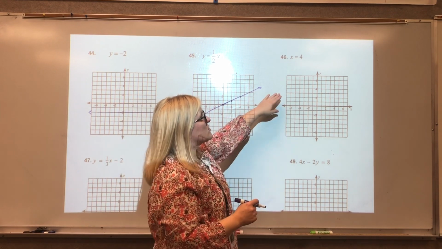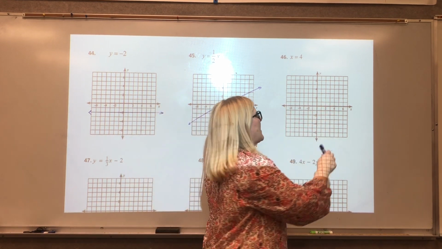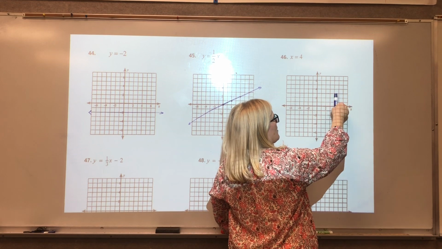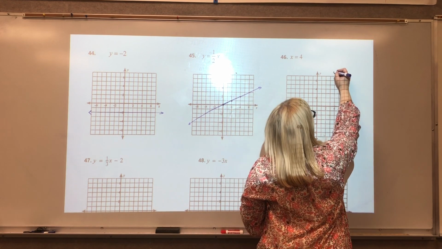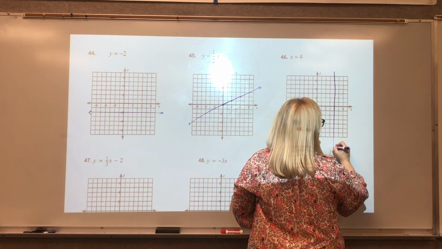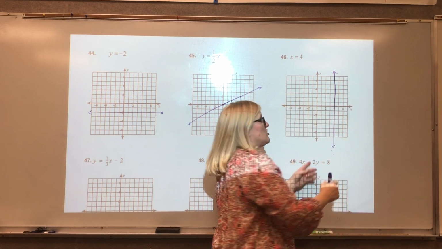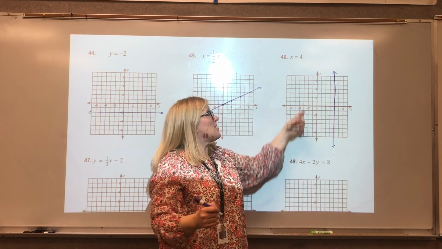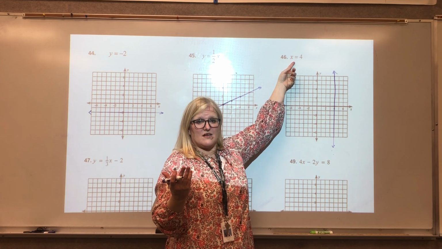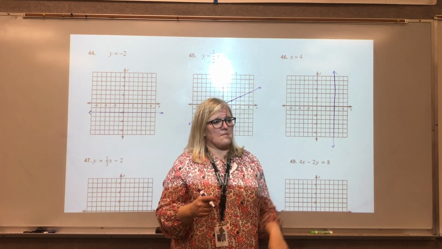Okay, x equals 4. This is on the x-axis. Okay, and I'm going to put my pencil right here on the 4. So this goes up and down. This is vertical, so the slope is undefined. And that makes sense too. There's no y in this, it's just x.